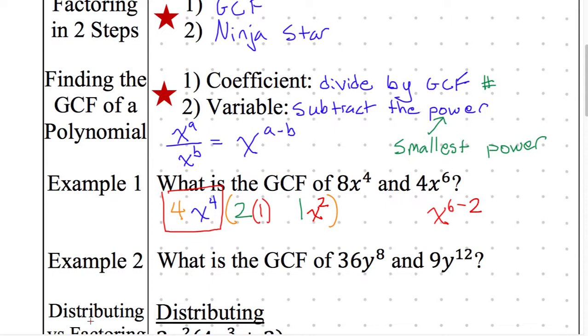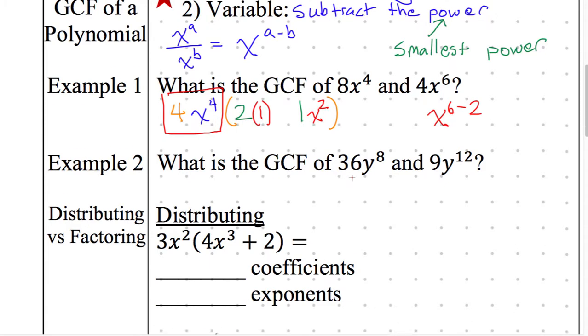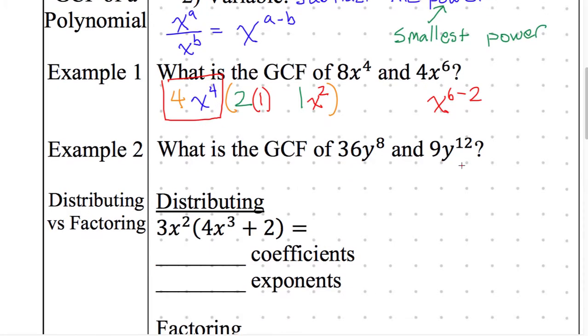I know it's complex. Stay with me. We're going to try it again. Maybe let's forget the second part. Let's just do only the greatest common factor. 36y to the 8, 9y to the power of 12.